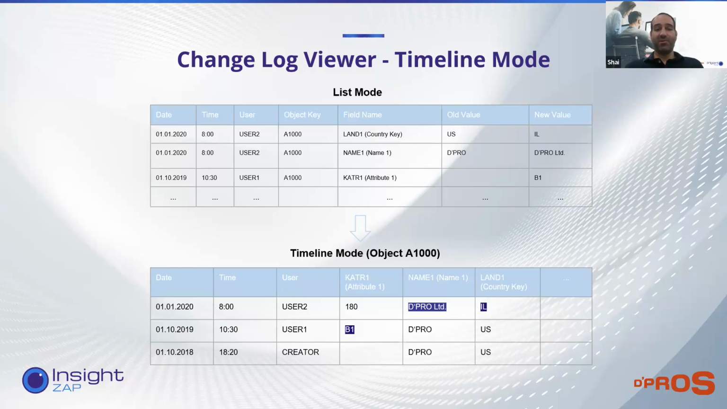In the timeline mode, in contrast, you will see all the record in one record, which means you can see that at first, the record was created by a creator and contained the values null for attribute 1, depot, and US. Then user 1 changed the value of attribute 1 to B1, and at the end, user 2 changed the value of name 1 and country. Again, I will show you this also live in the system.